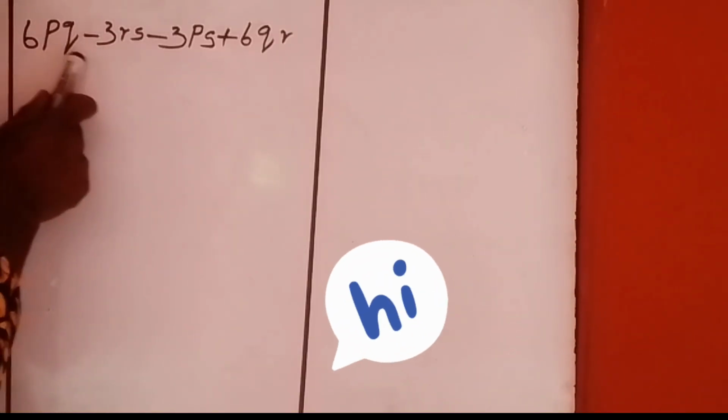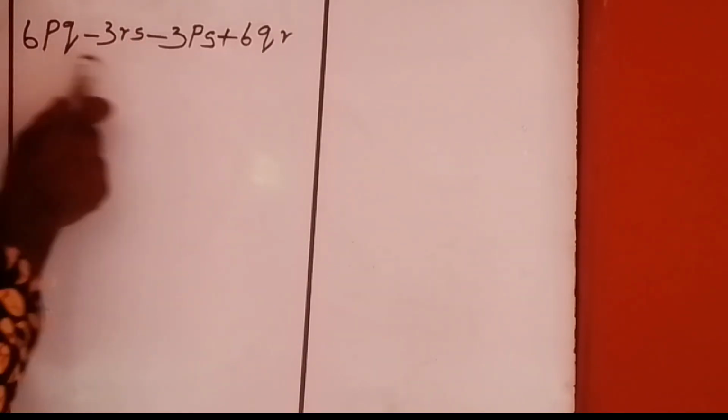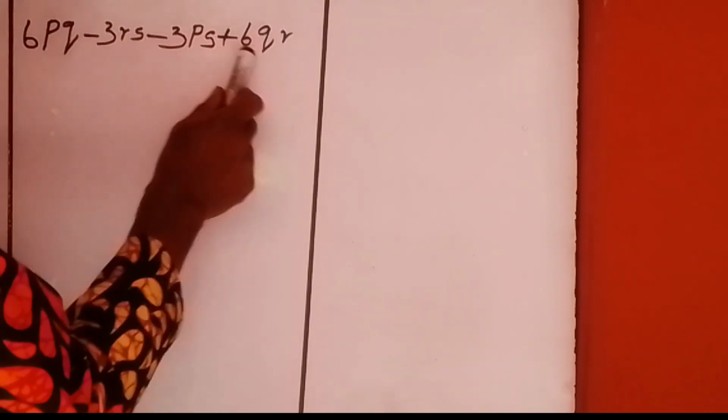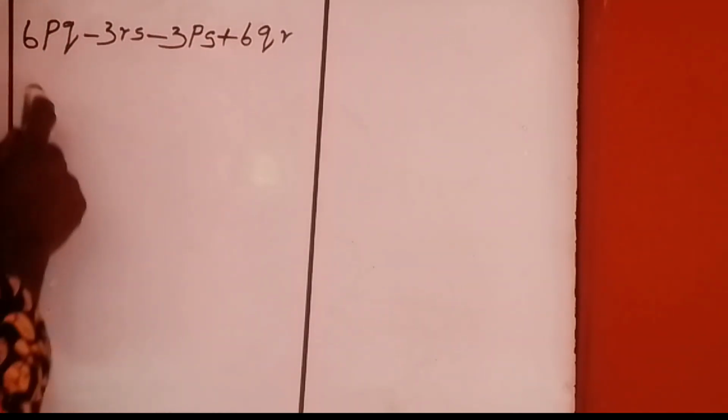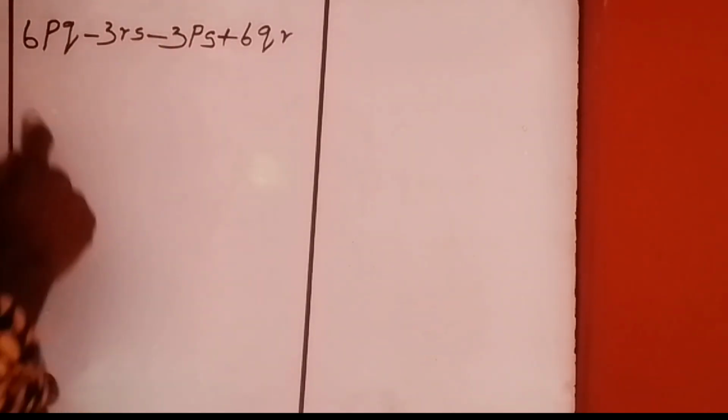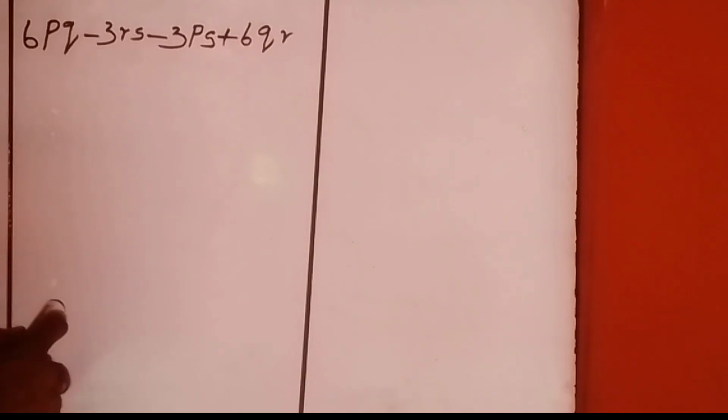Look at these two expressions, they do not have anything in common. And if you look at this, you will see that nothing is common, right? Except 3 and 6, 3 and 6, alright? So in this video, I'm going to teach us how to solve this kind of expression, or how to factorize this type of expression, alright?